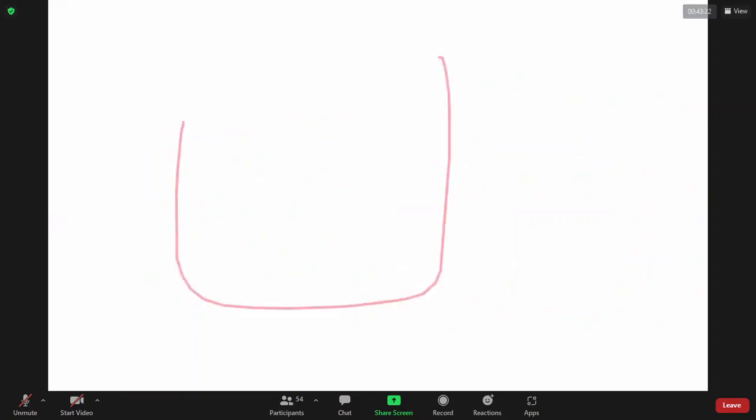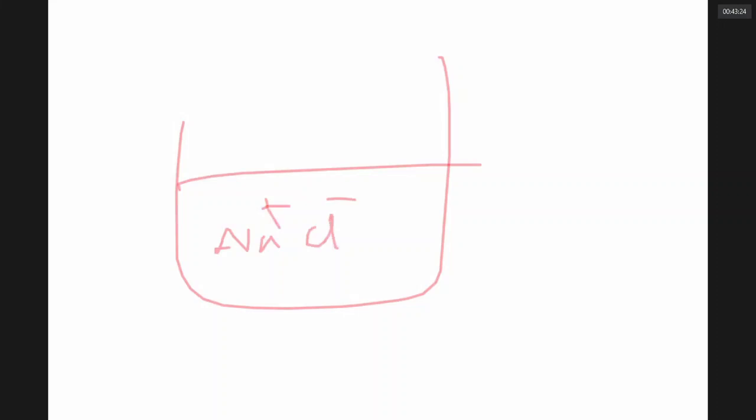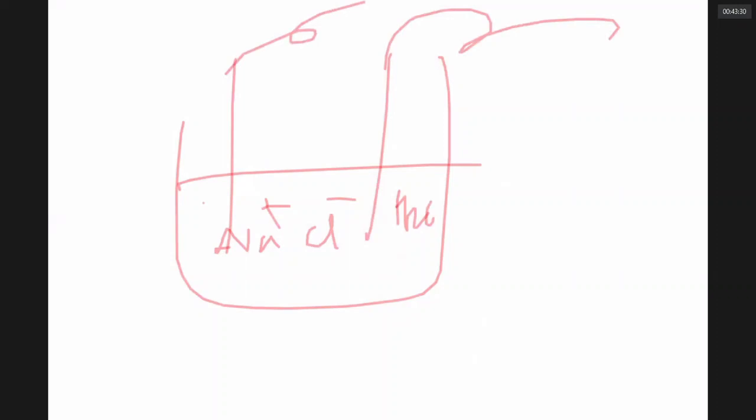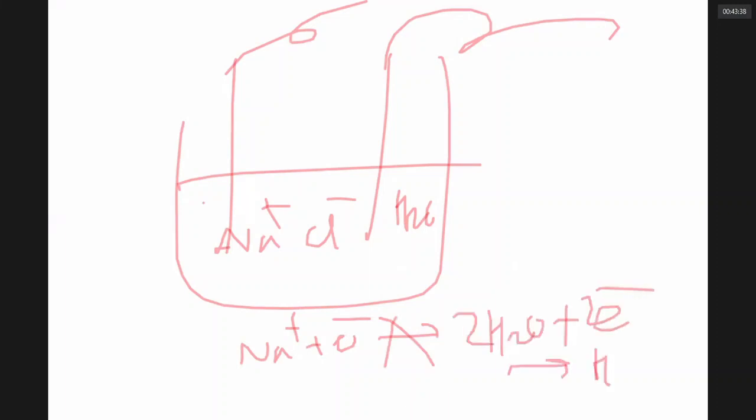So some reactions happen under some conditions differently than we expect. Normally, if there is salt water, NaCl and water, if I put platinum electrodes and pass current, the Na plus tries to take electrons, but it cannot. Water will ultimately take electrons to become hydrogen. Therefore, at the cathode, the negative terminal, hydrogen gas comes.